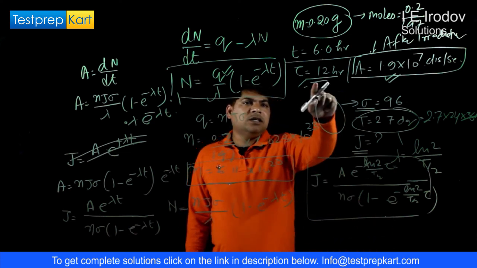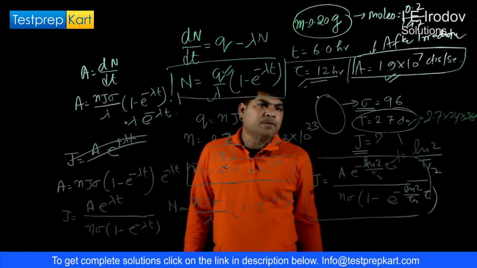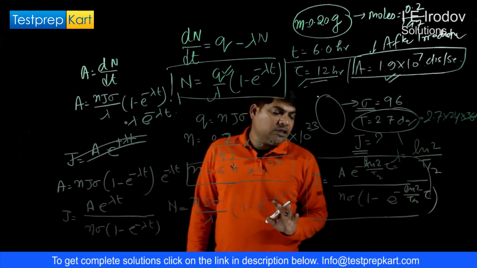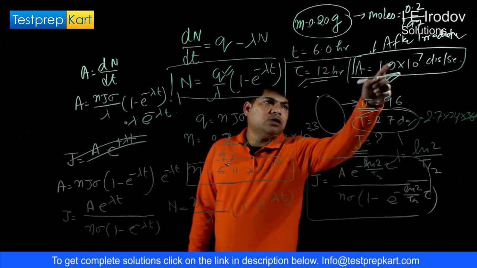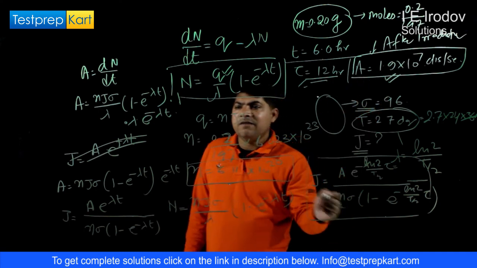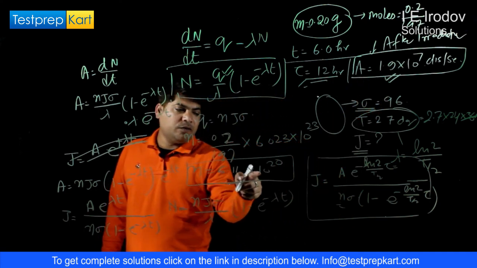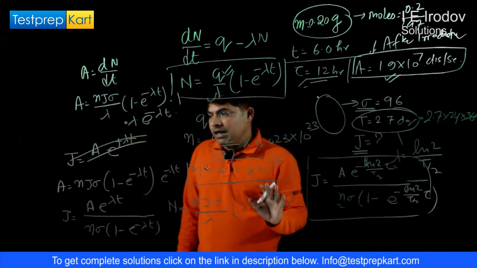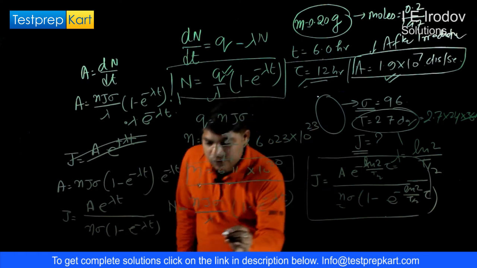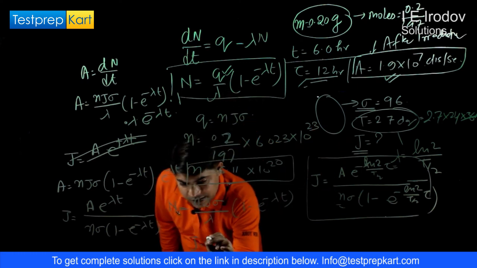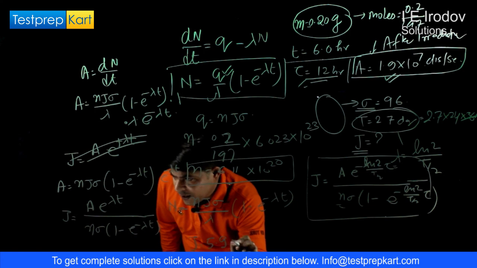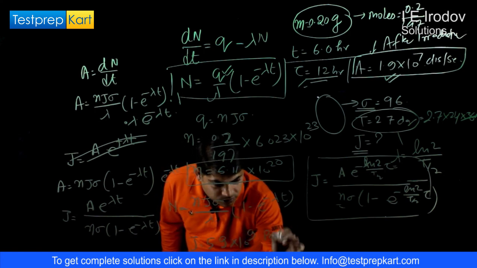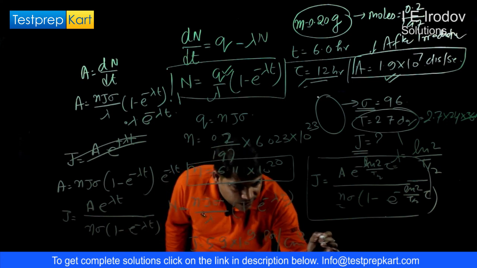Next, this time tau is 12 × 3600, A is already given, and n we have calculated as 6.11 × 10^20. Sigma is given as 96 centimeter square. We substitute all these numeric values and we get j equals 5.9 × 10^9 neutrons per centimeter square per second.